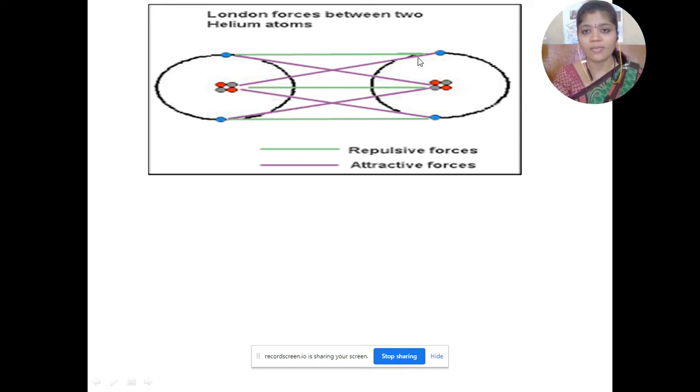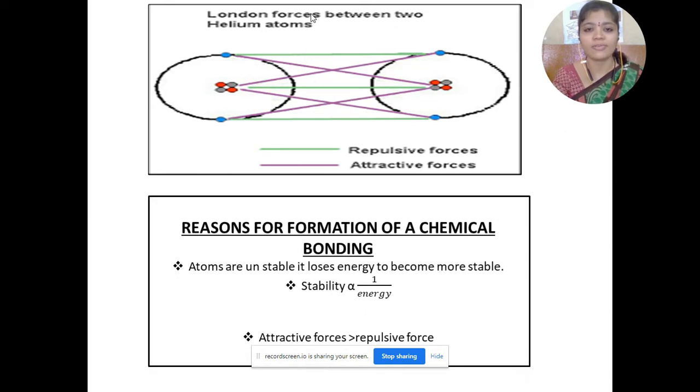The nucleus of the first atom and the valence electron of the other atom have attractive forces, and the nucleus of the other atom and the valence electron of the first atom have attractive forces. Repulsive forces arise between the same type of charges. Both nuclei have positive charges, so repulsive forces arise. Both valence electrons also have negative charges, so here also repulsive forces arise. Chemical bonding is formed when the attractive forces overcome the repulsive forces.